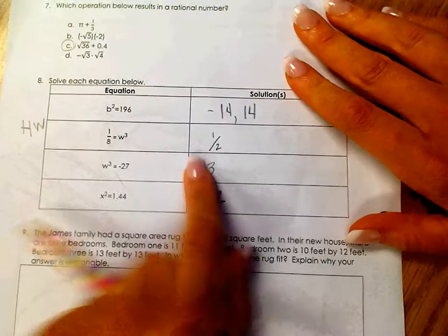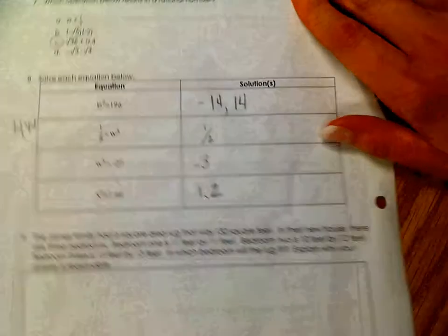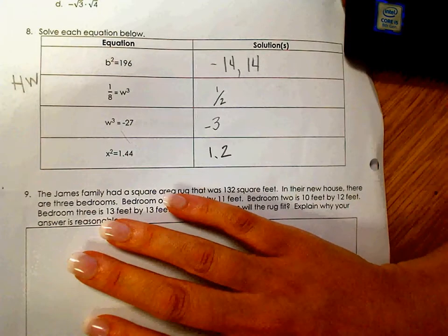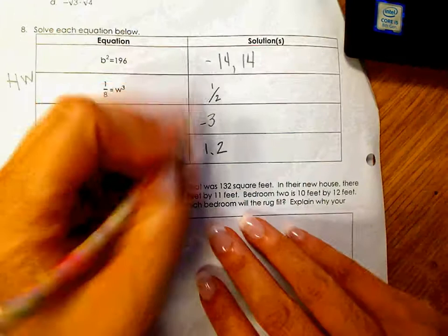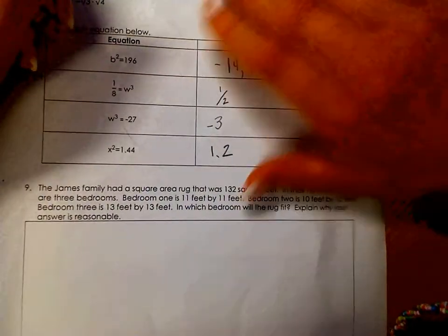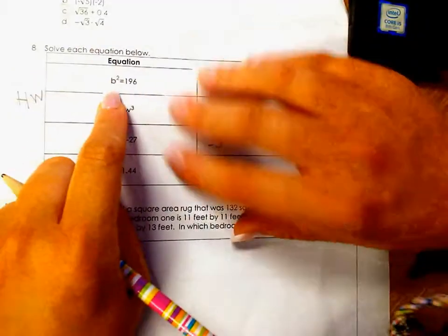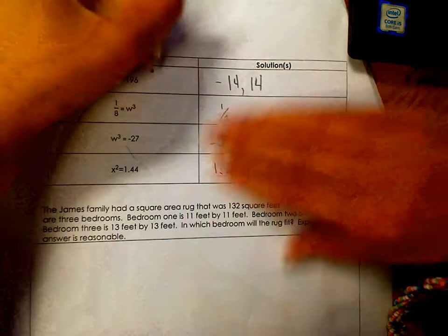So here it's telling you to solve each equation. So I do want to go over in this video again how to put square roots and cube roots in the calculator that you're going to have. So I know the answers are here, but I still want to go over it and make a couple more notes on here. So first one is b squared equals 196.